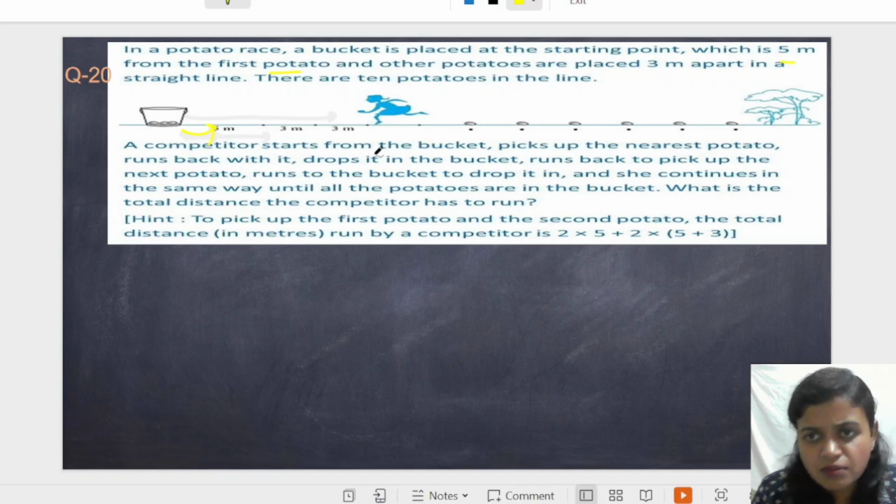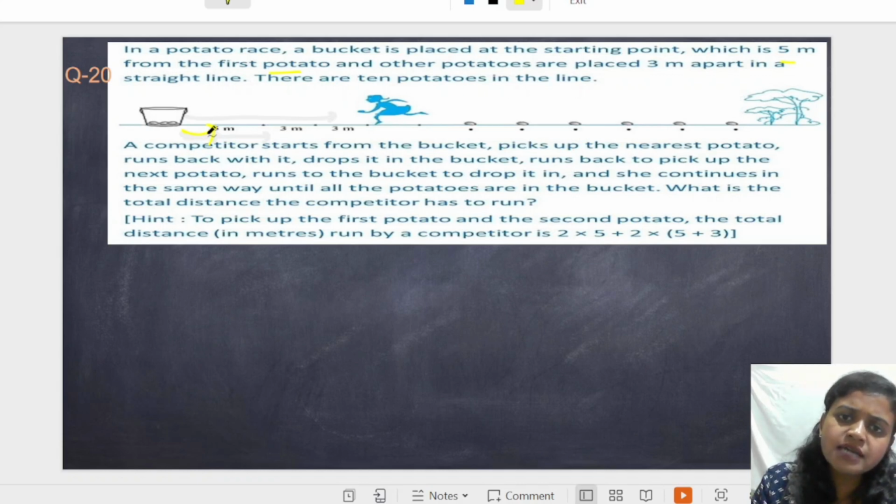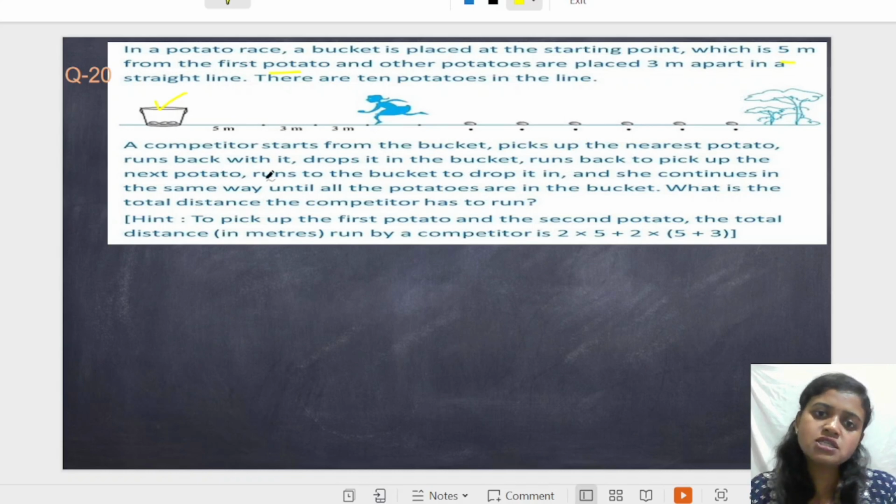Okay, so this much we understand. So a potato race is happening, so how are the potatoes placed? This one is the potato bucket, and from the bucket you can see the distance between the bucket and the first potato is 5 meters. Then it will be 3 meters, and 3 meters, and 3 meters. So each potato is at a distance of 3 meters. Okay.